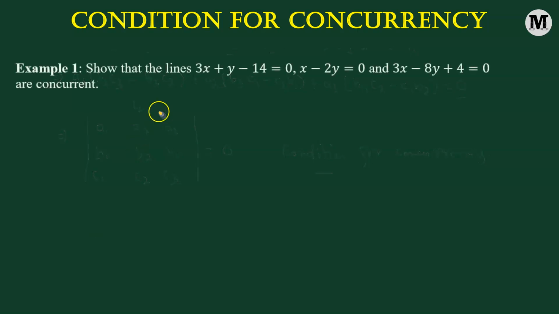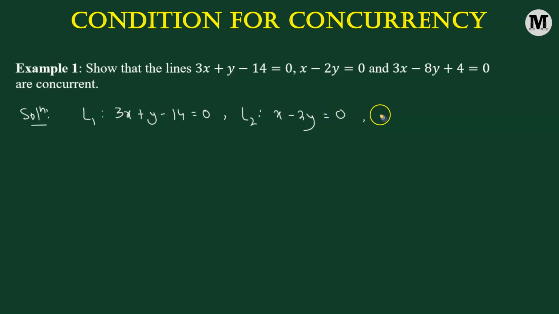So here we need to show that the lines are concurrent. Let's note them down. We have the equation of line L1, 3x plus y minus 14 equals 0. Then the next line L2 is given by x minus 2y equals 0. And the third line L3 is 3x minus 8y plus 4 equals 0. We have to show that these three lines are concurrent.